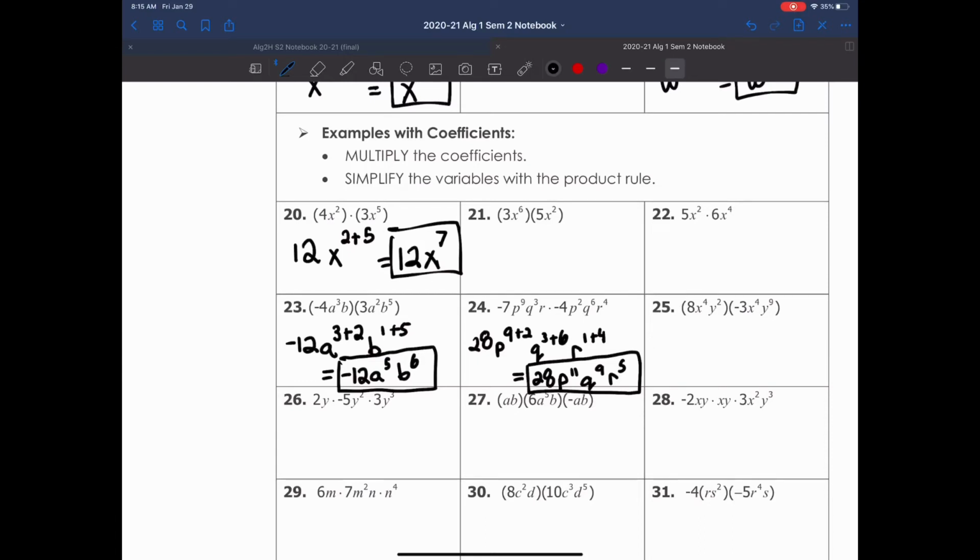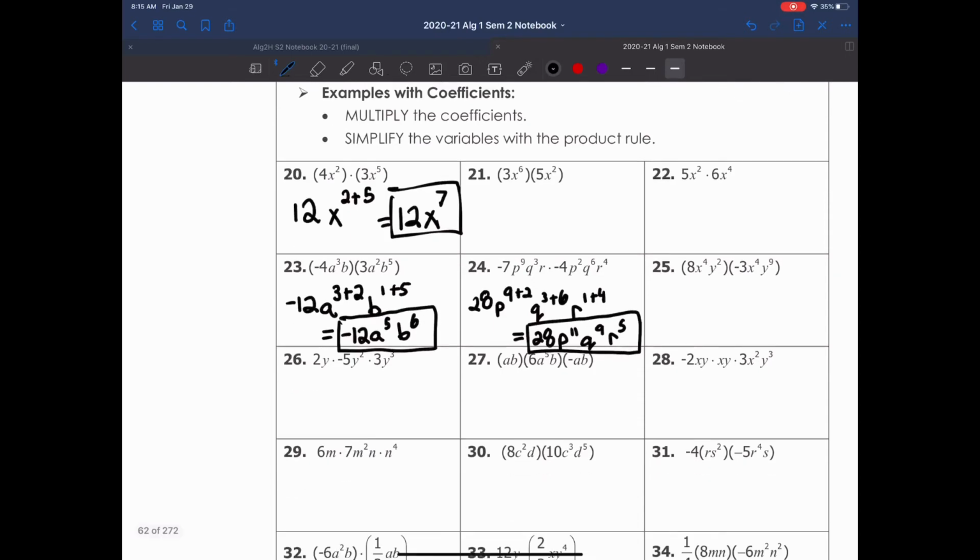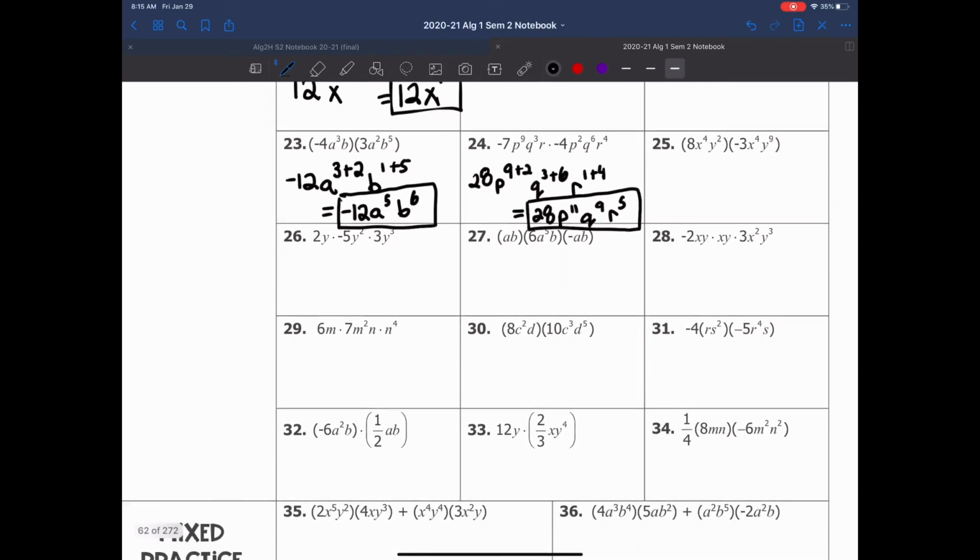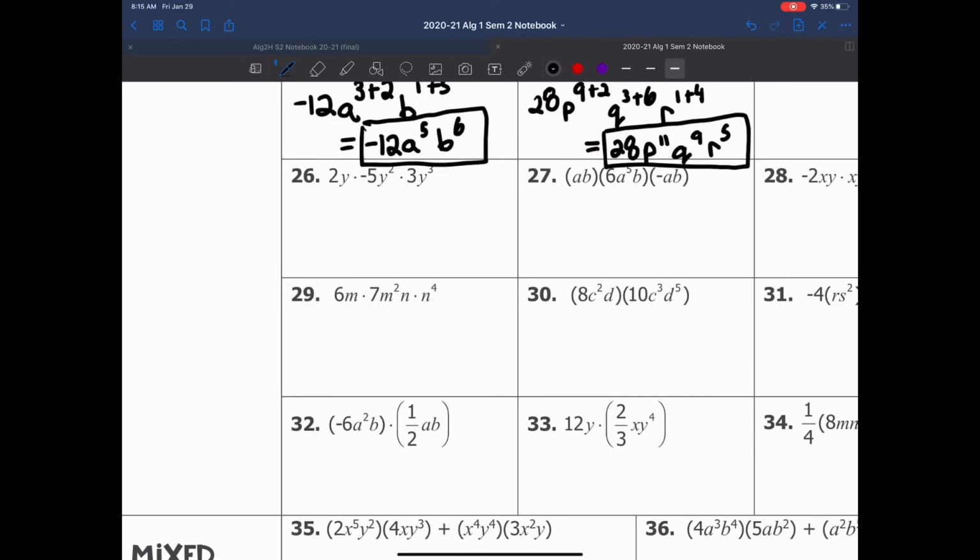Okay, let's look at one where we have to multiply several things together. Let's look at number 29. We have 6m times 7m squared n times n to the 4th. Okay, so we have 3 different monomials being multiplied together. So let's go ahead and take this step by step. First things first, multiply your coefficients. We have 6 and 7 for coefficients. So 6 times 7, that's going to give me 42.